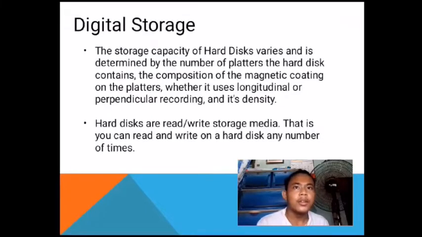Digital storage. The storage capacity of a hard disk varies and is determined by the number of platters the hard disk contains, the composition of the magnetic coating on the platters, whether it uses longitudinal or perpendicular recording, and its density. Hard disks are read-write storage media that can read and write on a hard disk any number of times.